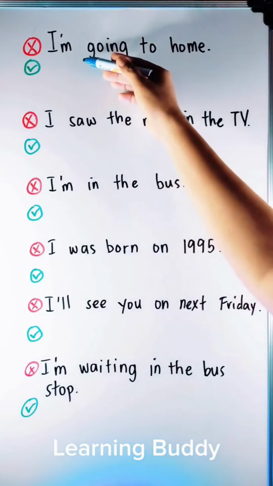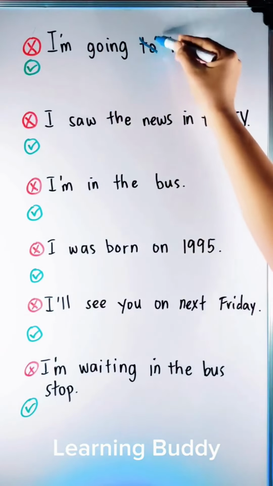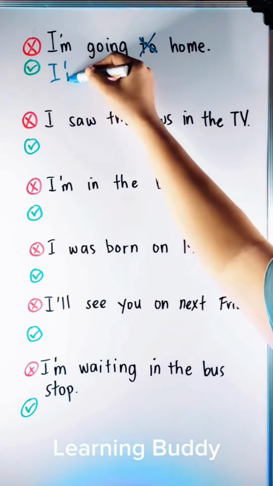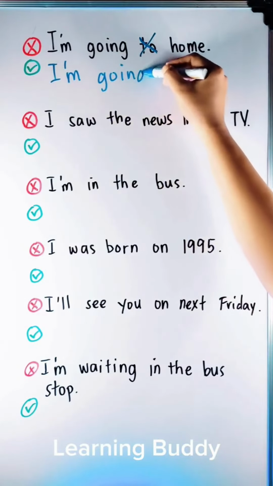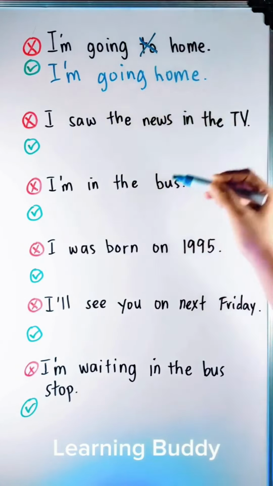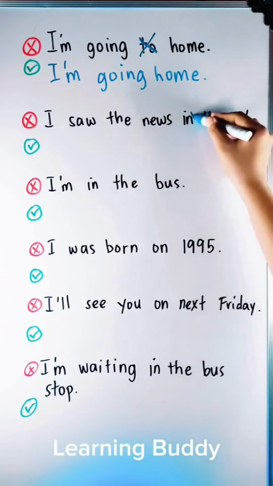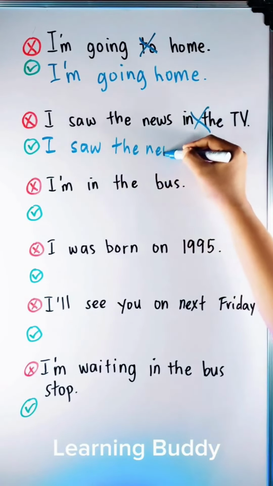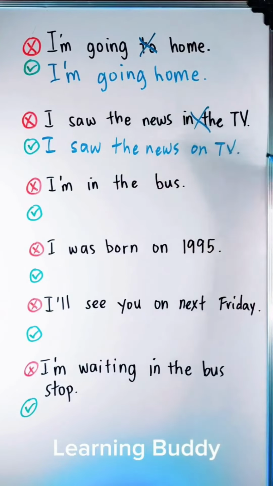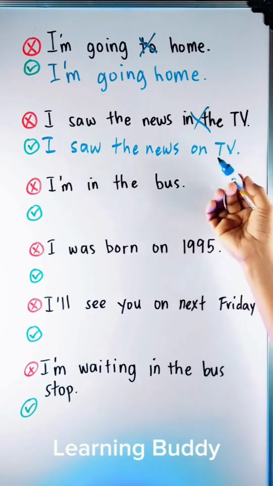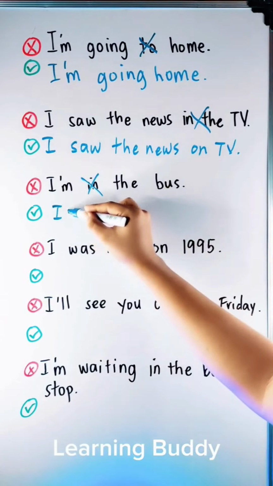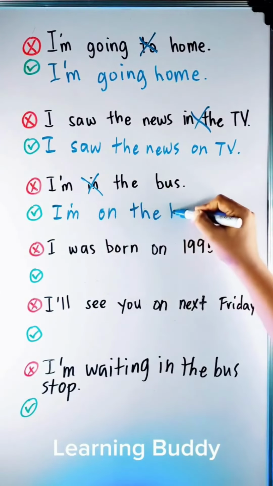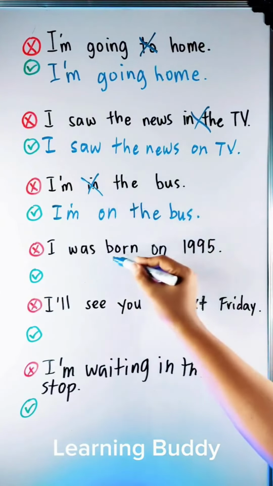Now, this grammar review. I'm going to home. It's obviously incorrect. Remove the word to and just say, I'm going home. Next, I saw the news in the TV. It's incorrect. Remove the phrase in the and replace it with the word on. I saw the news on TV. I'm in the bus is incorrect. On. I'm on the bus.